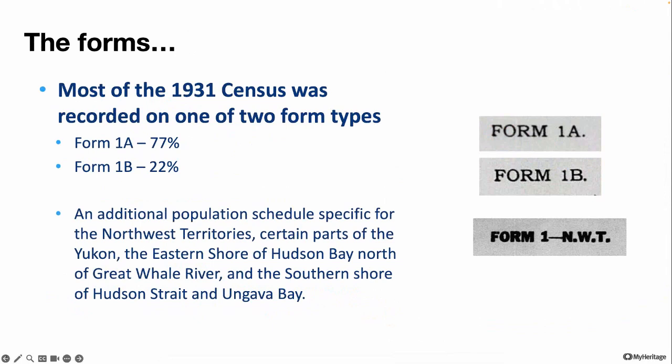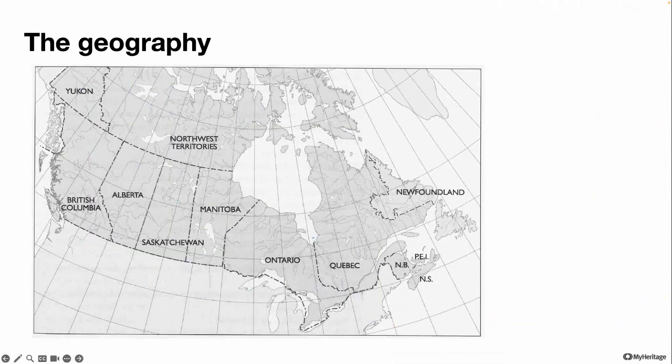Again, it's a little weird because it looks like they did decide to use these for a few locations outside of the Northwest Territories, but these are rather rare, again, representing only 1% of all of the forms. The geography in 1931 is pretty much as we know it today, obviously with the exception that the newest territory, Nunavut, is not present. That was established in the last 20, 30 years.